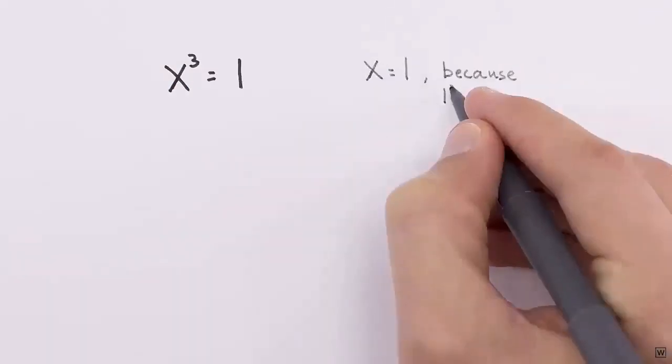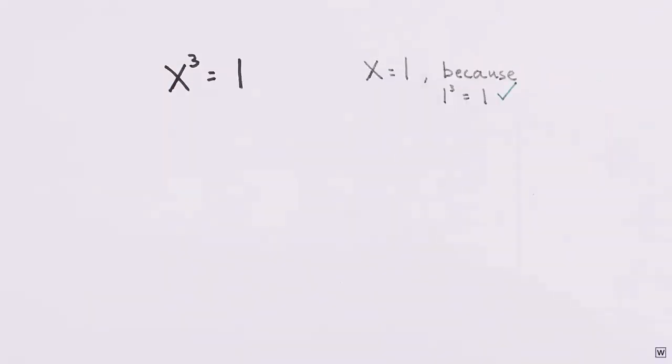Let's solve a simple equation. x cubed is equal to 1. What value of x would make this equation work? If you said x equals 1, way to go. 1 cubed is 1, we have found an answer.